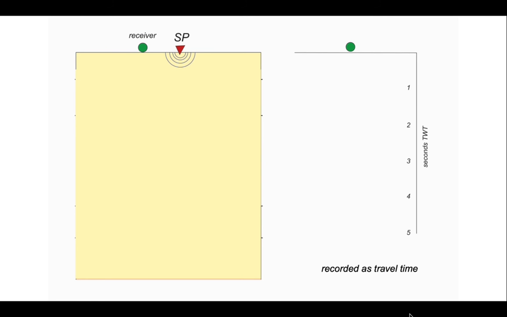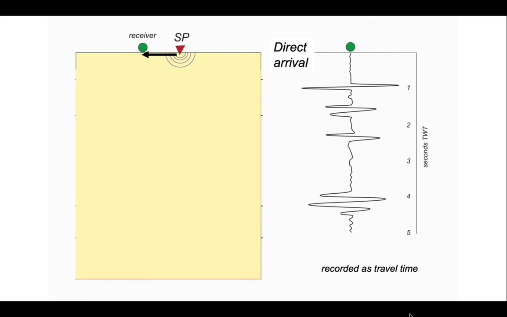The record of the wavefront arriving at the receiver is recorded as the time taken for that signal to go from the shot point to the receiver. In other words, it's a delay time. Now, on the graph on the right, we've got our shot point at the surface and time increasing downwards. So the first energy to arrive from the source, the shot point, to the receiver is the so-called direct arrival. That energy goes directly to the receiver, and it's represented by that big kick early in the record at about 1 second delay.